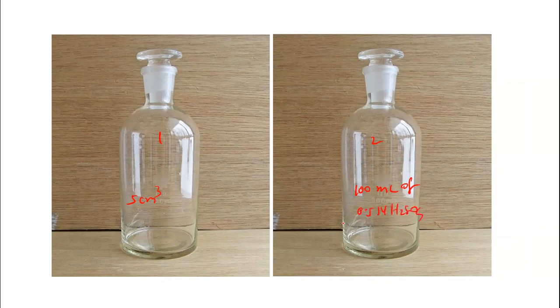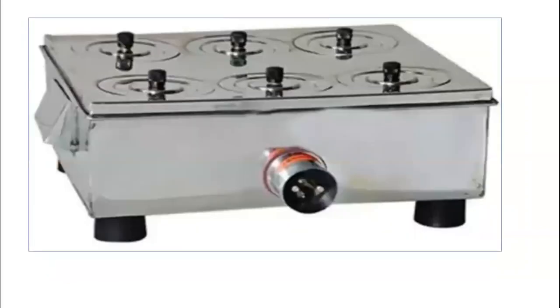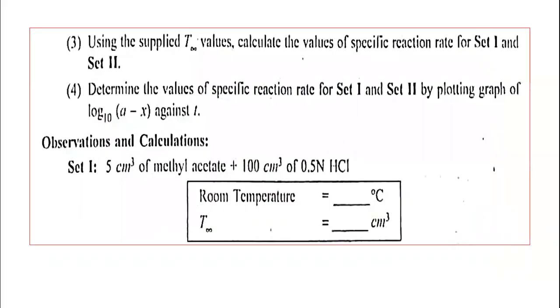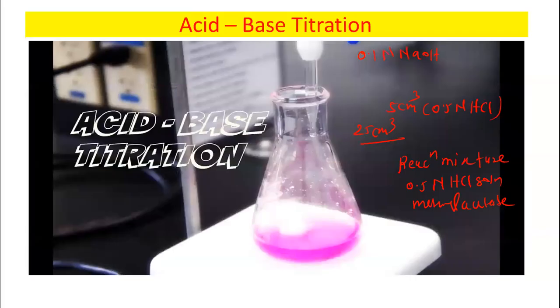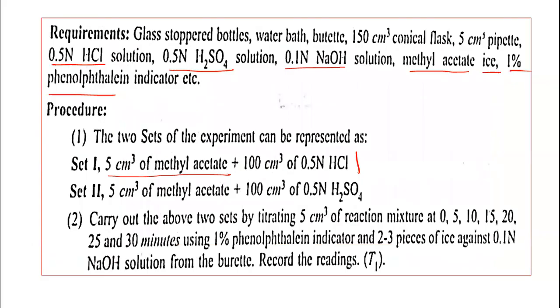Keep the two bottles in the water bath, and repeat the same process as in set 1. We do the acid-base titration and note all the readings here. So you can see how to perform the second set in this way.